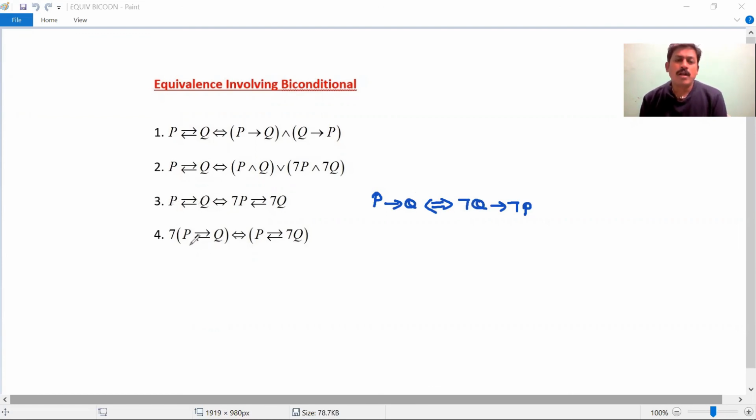Fourth one, not of P biconditional Q is equivalent to P biconditional not Q. If you apply the not to the biconditional symbol, we can apply it only to the second variable. This way we can remember the formulas. These formulas are important when we solve problems without using a truth table.